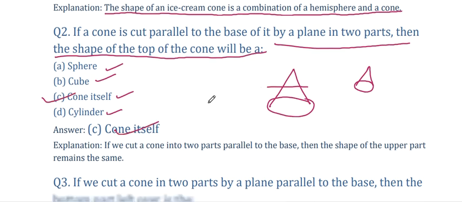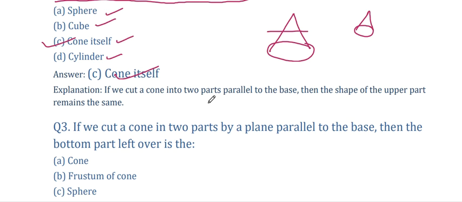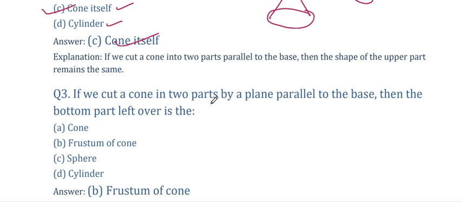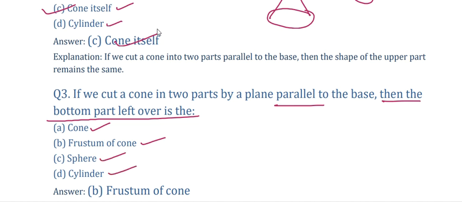That's the third question on your screen. If we cut a cone into two parts by a plane parallel to the base, then the bottom part left over is: option A, cone; option B, frustum of cone; C, sphere; D, cylinder. And we go with option B, that is frustum of cone, right?